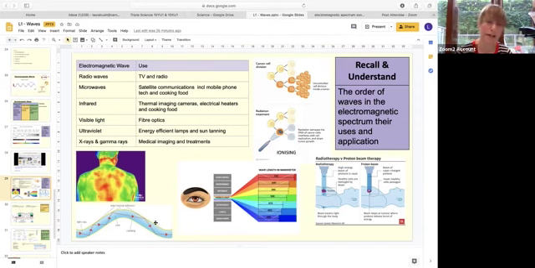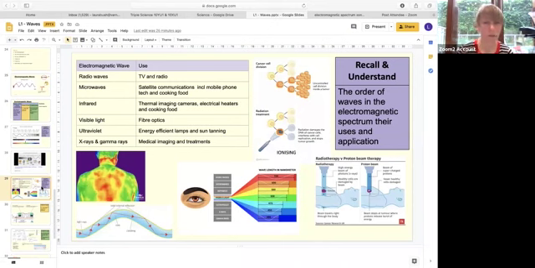Now visible light is used in fibre optics, and so what we do with that, excuse me one moment, thank you. Apologies for that. I have a 5-year-old.